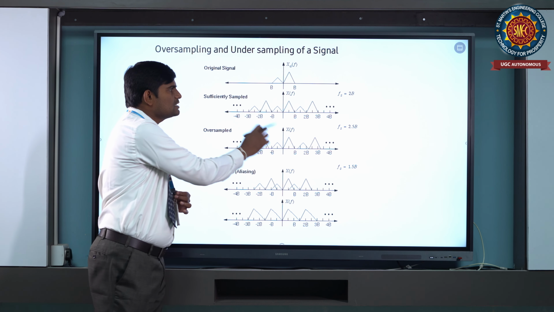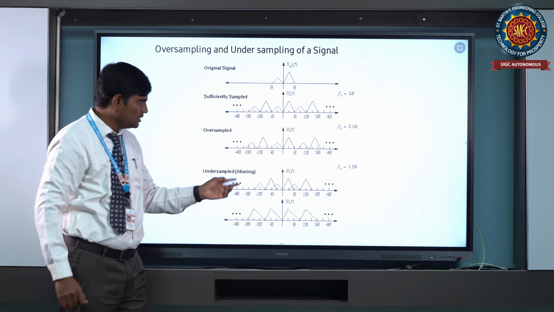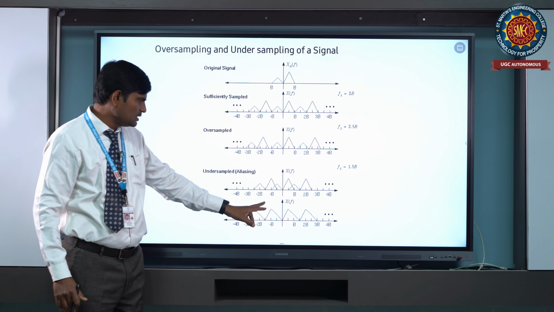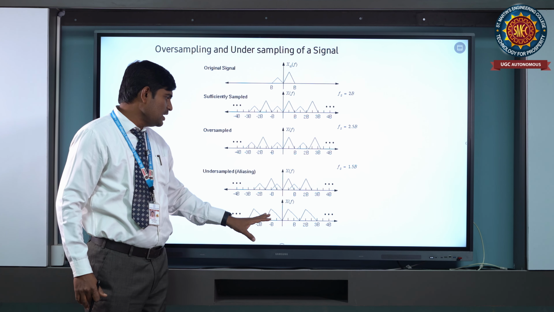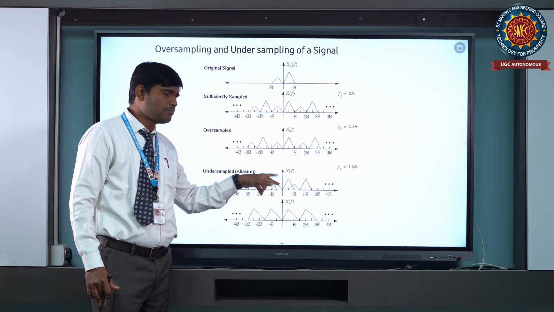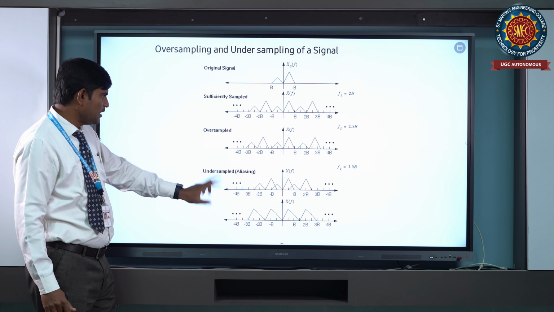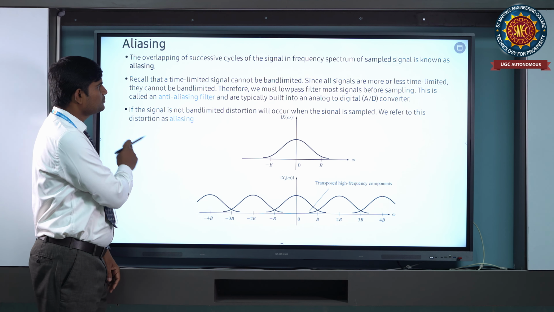In the first two cases, what is the condition required? Fs is greater than or equal to 2 times B. That is satisfied in those cases, but in the third case it is not satisfied. So overlapping happens and reconstruction becomes very difficult. You cannot extract one cycle from this. That's why it is a failure condition. We call this process aliasing.